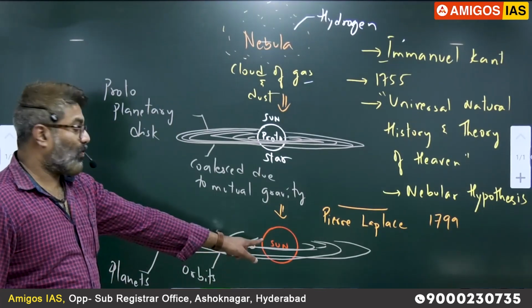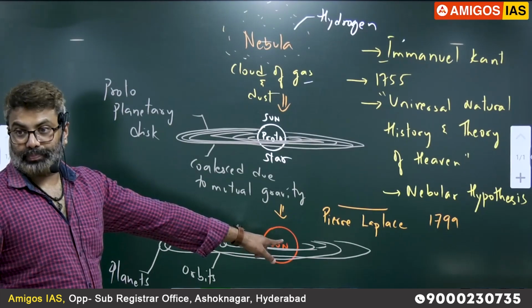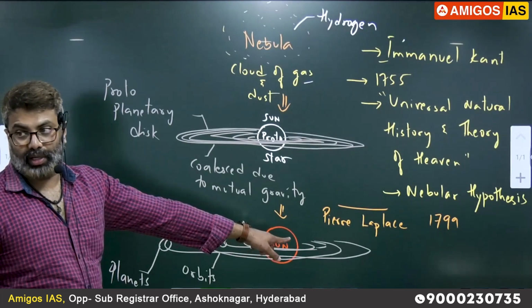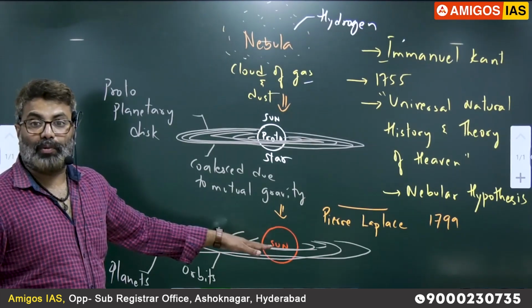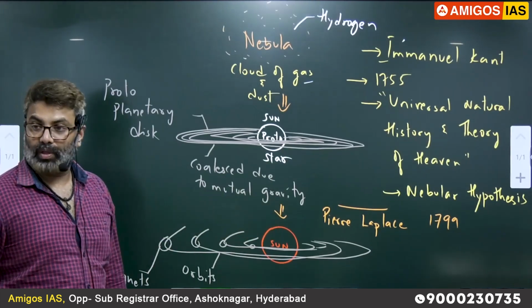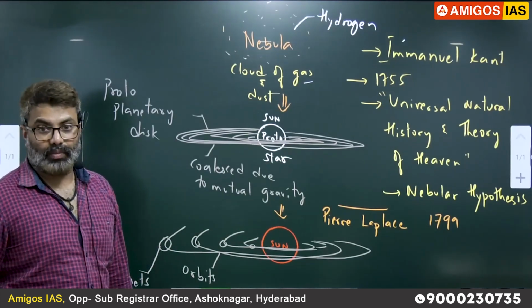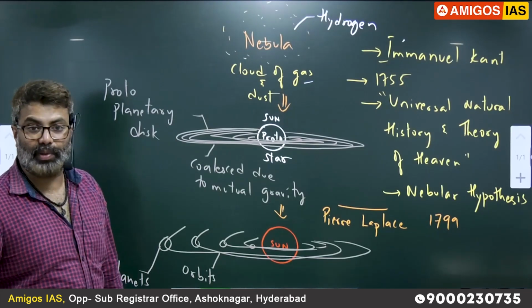So what is the sun made up of? Hydrogen gas. All the hydrogen gas here. What are planets made up of? Dust and rocks and gases. Okay, the rest of the gases and dust became planets.